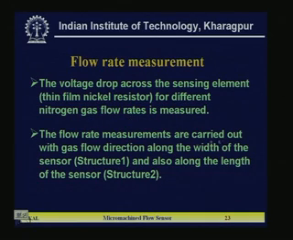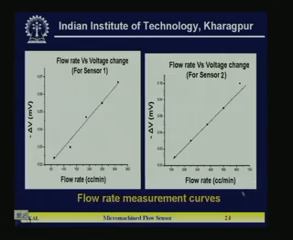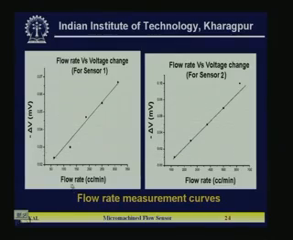Flow rate measurements are carried out with gas flow direction along the width of the sensor, that is structure 1, and along the length of the sensor, that is structure 2. Both the sensors are fixed inside the tube, and we measure the flow versus the change of the voltage. Flow we can measure by a mass flow controller, which is connected at the mouth of the nitrogen cylinder. From there you will get the flow, and delta V you can measure from the voltmeter connected across the anemometer.